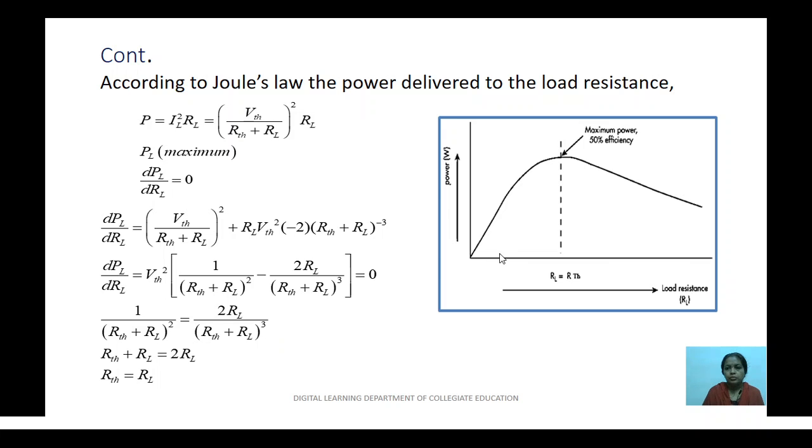That means we are varying the load resistance here and finding out the power. The condition for maximum is that PL will be maximum when RTH is equal to RL, that is, Thevenin's resistance of the equivalent circuit is equal to load resistance. We get maximum power. When RL is 0, if we put RL equal to 0 in this equation, then power will be 0. As you increase load resistance, power increases, becomes maximum, and if you further increase, it will decrease.